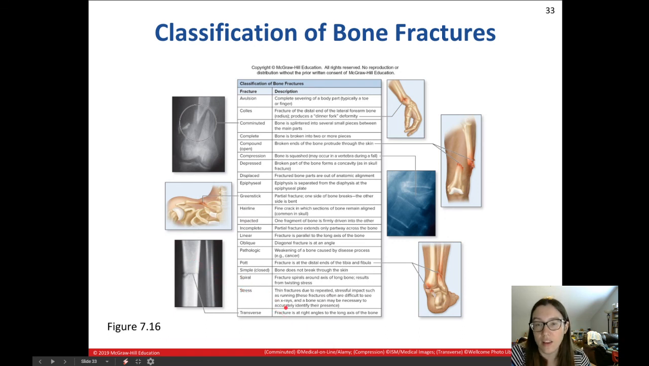As we said, there are lots and lots of different terms for fractures. This one is the comminuted fracture. This is the one where the bone kind of explodes and we have lots of shards. It's really hard to fix. This here is an example of the compound fracture, or open fracture, where we have the bone sticking out of the skin, and that's going to be a lot more susceptible to infection.